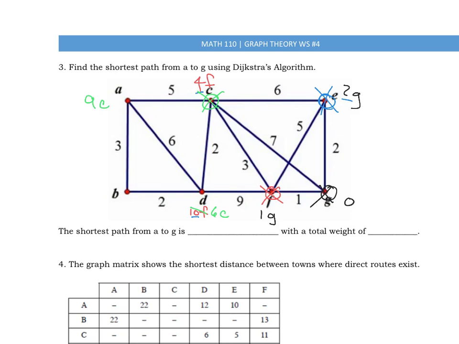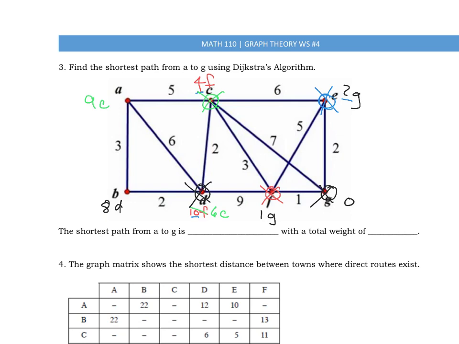Okay, between the 6 at D and the 9 at A, the 6 is the smallest total distance, so let's mark D current. So 6 plus 6 is 12, which is not better than the 9, so I won't replace it. 6 plus 2 is 8, and I came from D. And so D has been visited.